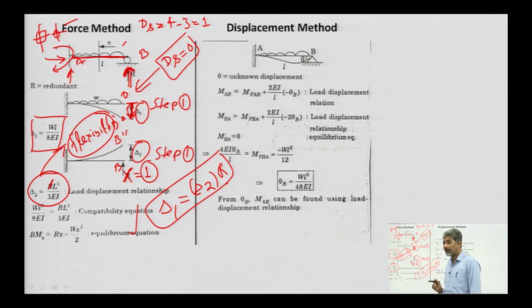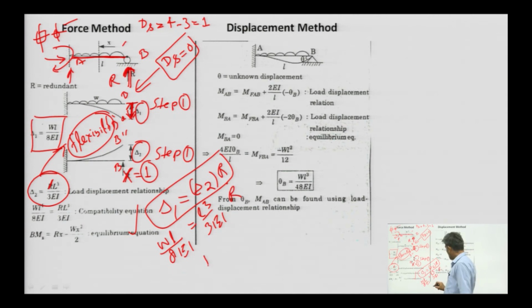Why is it multiplied by R? Because delta 2 was produced when a unit load was acting, but in reality R is acting, so we need to multiply. So we put the value of delta 1 as W L to the power 4 by 8 E I, and delta 2 as L cube by 3 E I into R.